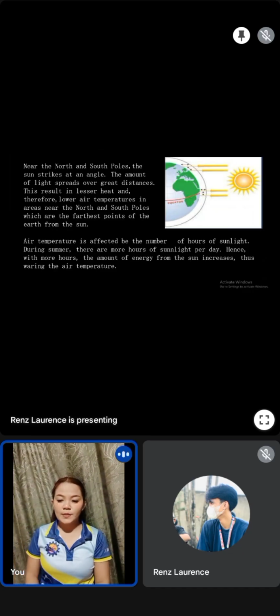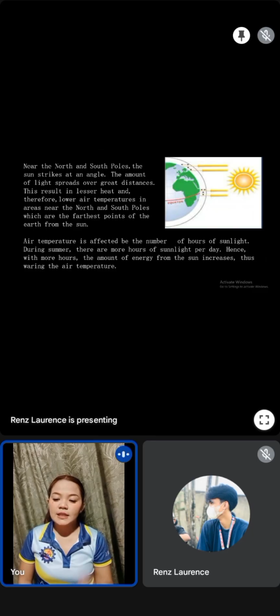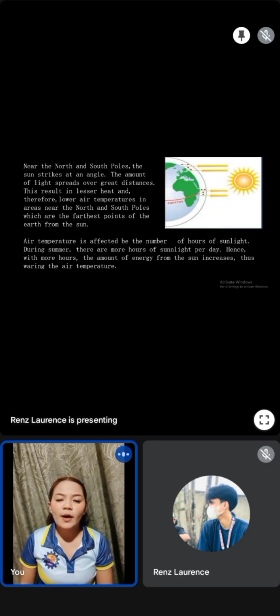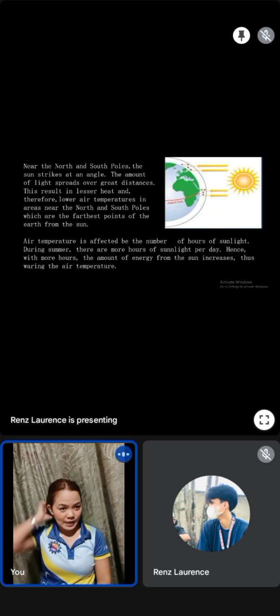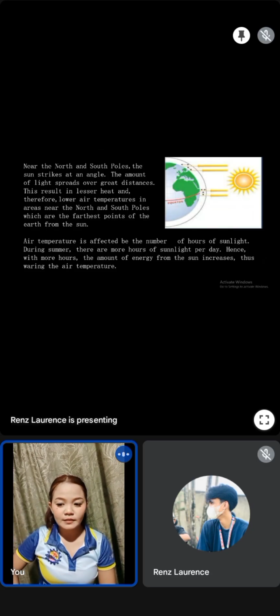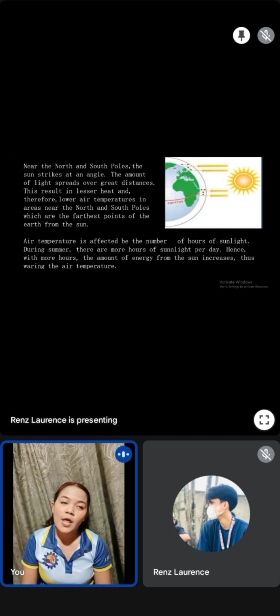Okay, so the human activities. Cities with lots of buildings, cars, and factories are warmer. Why is it? Nganong init man sa cities? It's because daghan og mga air pollution, di ba? So daghan ng air pollution, and also the trees are cut na.